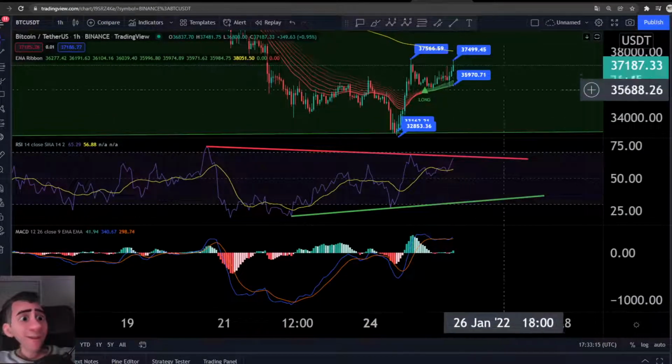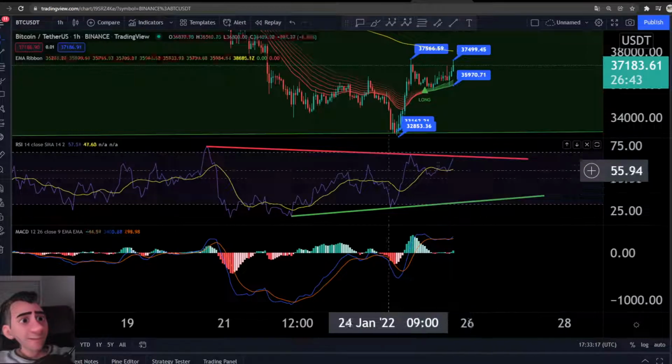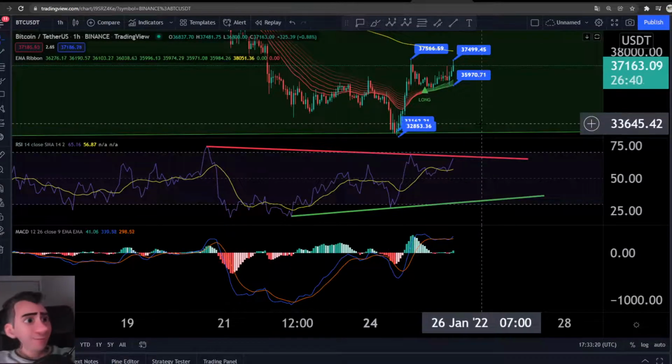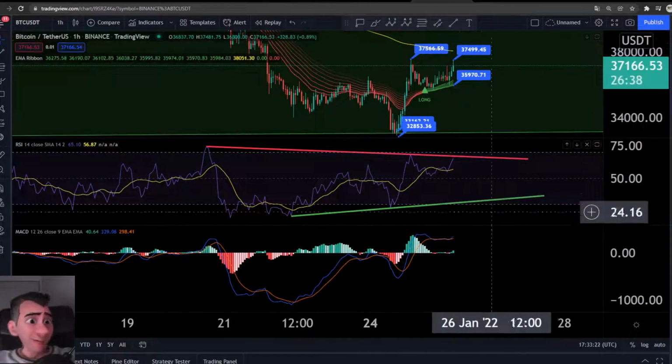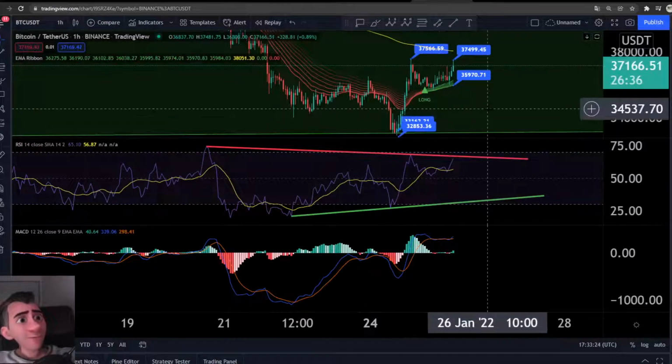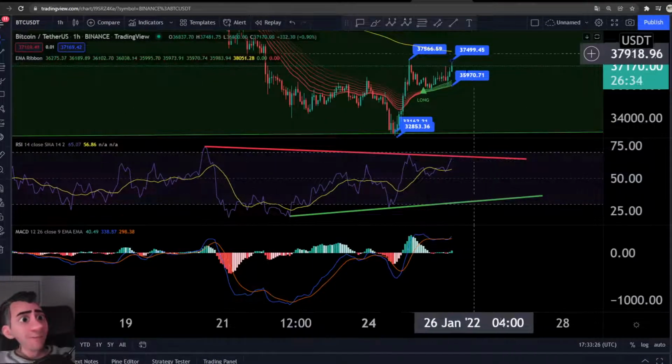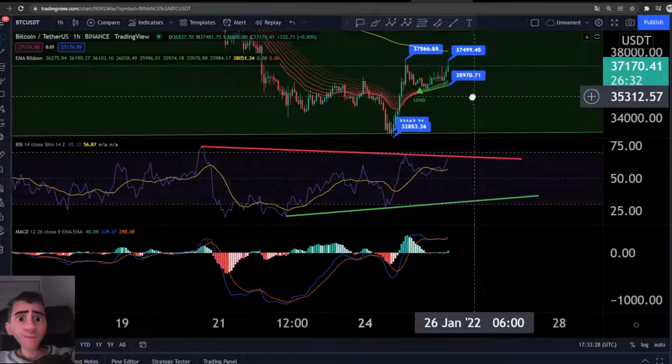So attention, attention. Use your stop losses, not for going down here, maybe to 33,000 again, make a double bottom, something like this. No, we will take this trade to the upside. We will take this money. Not the market makers should take this money. We should take this money, guys.